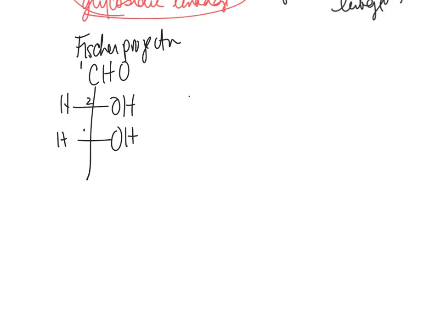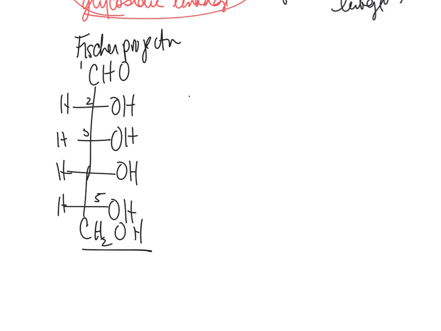So 1, 2, 3, 4, 5, and then 6 is always a CH2OH. Okay? And you should be able to see that this is 6 carbons. So 6 carbons is a hexose. And since this is an aldehyde, it's an aldohexose.